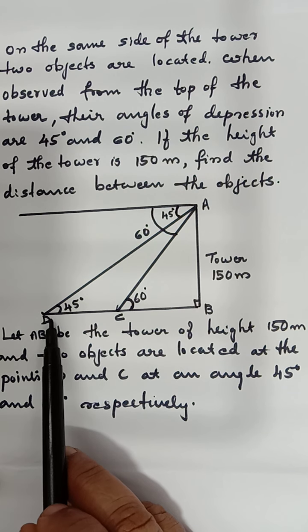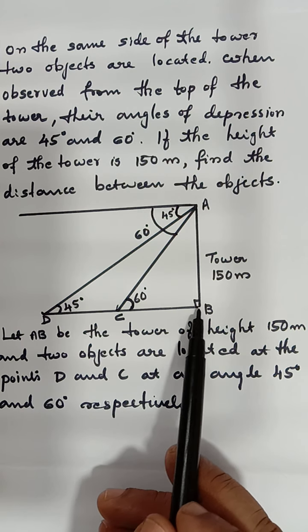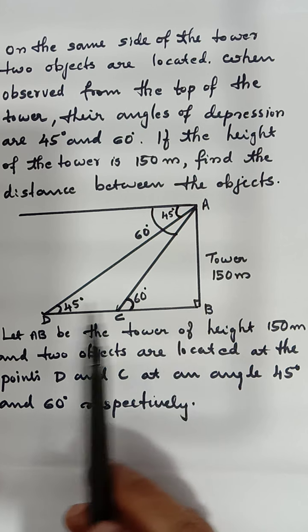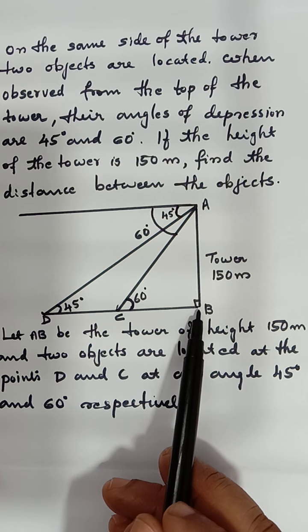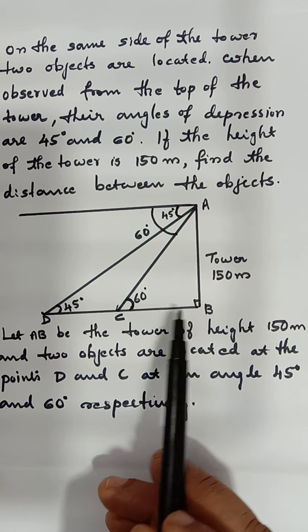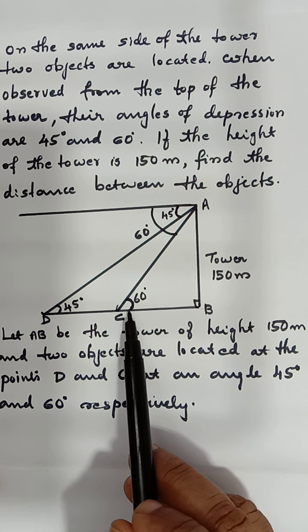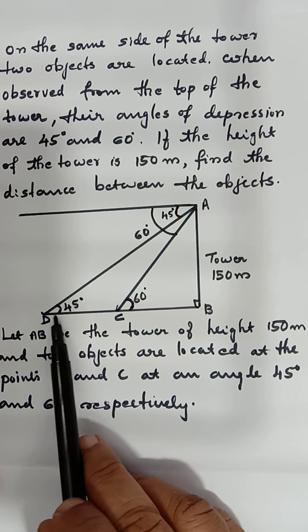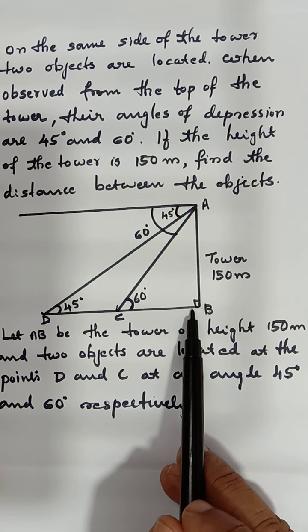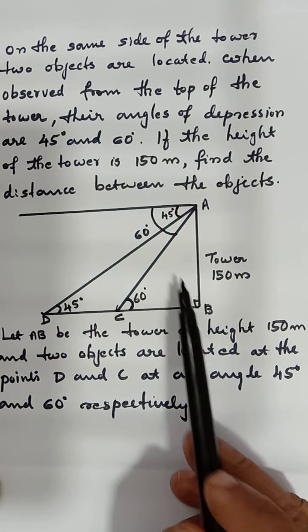So we know in order to find out CD or DC, first we have to get the line BD. So the distance BD we have to get, that is the object D from the bottom of the tower at the point B. Similarly, after getting this BD, we have to get BC also. So after getting BD and BC, how do we get DC? From BD we have to subtract BC. So these two measurements we have to find out by using the right triangle.